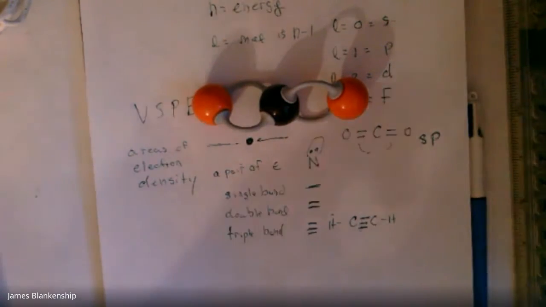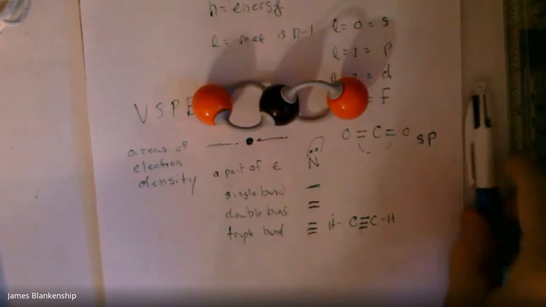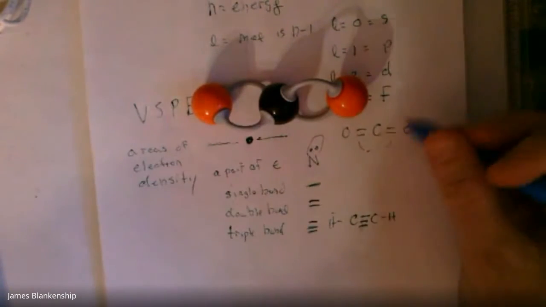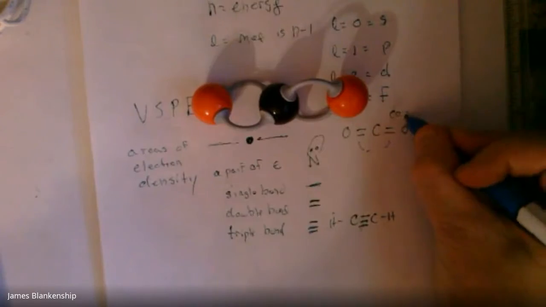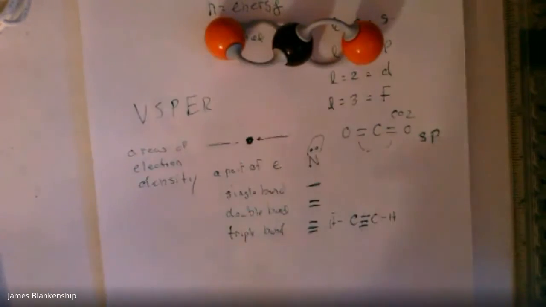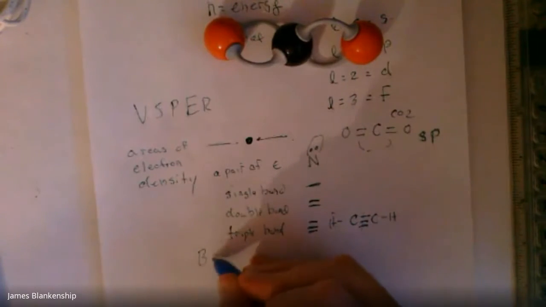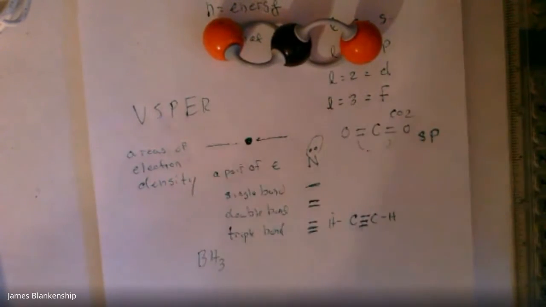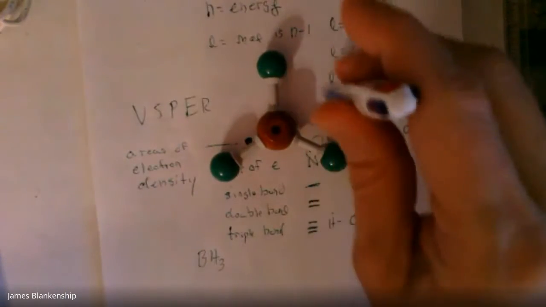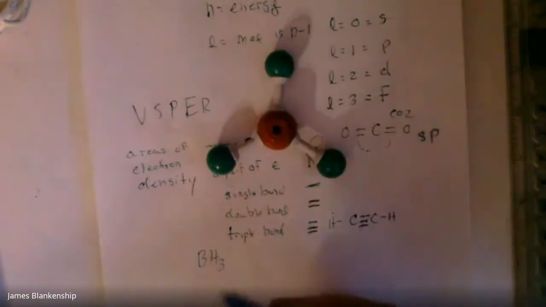Now, if we had three areas of electron density, I'm going to show three areas of electron density. This is CO2. Let's come down and look at three areas of electron density. Let's say we had BH3. BH3 would look like this. Maximum distance apart here is you have 360 degrees, you're in a plane.